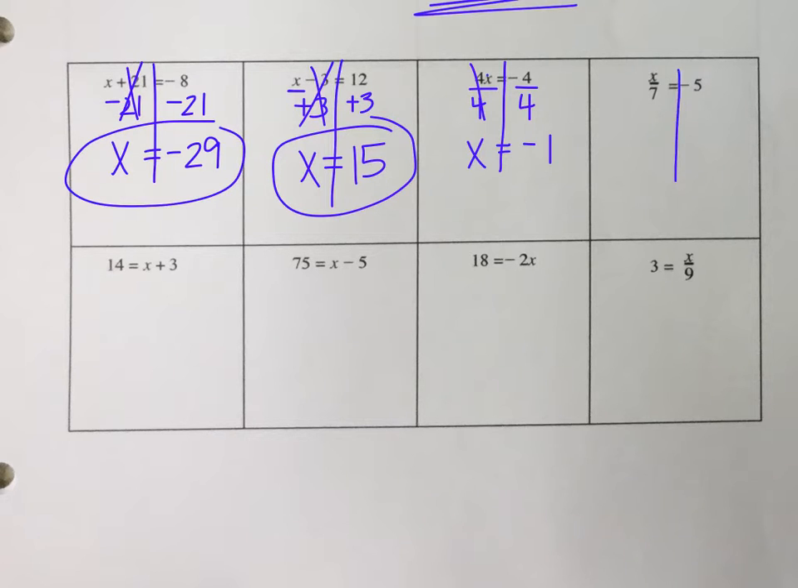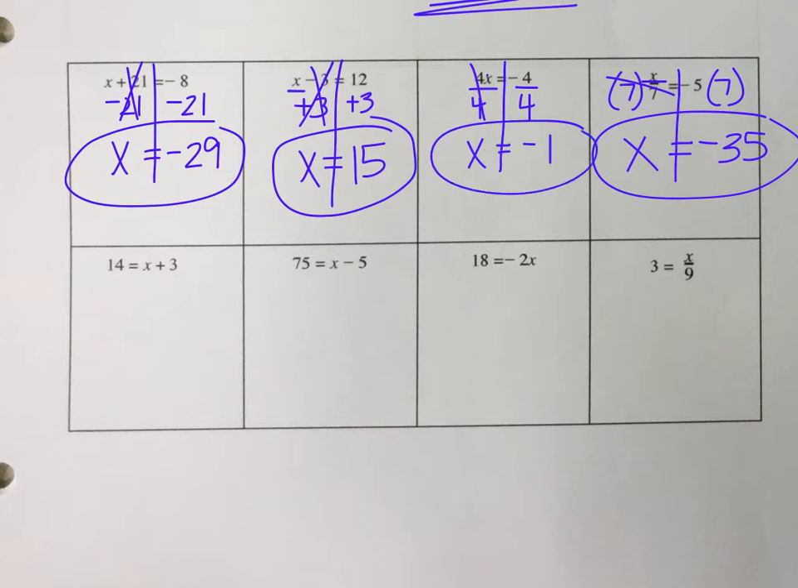All right, so this one, it's X divided by 7. The opposite of division is multiplication. X is on the left. On the right, I have -5 times 7 is -35. All right, that's what we do when the X is on the left.